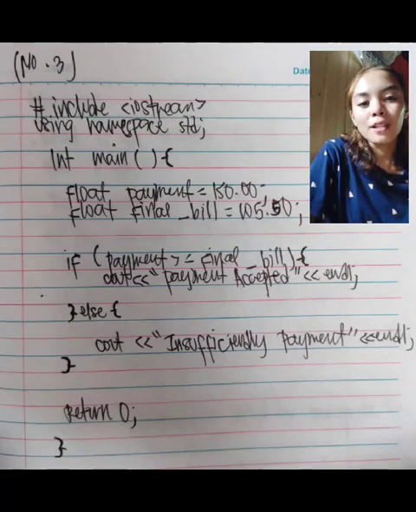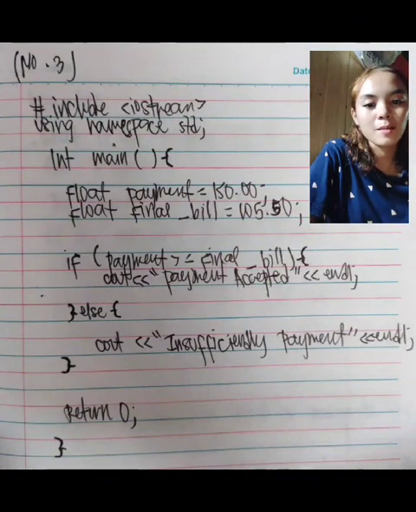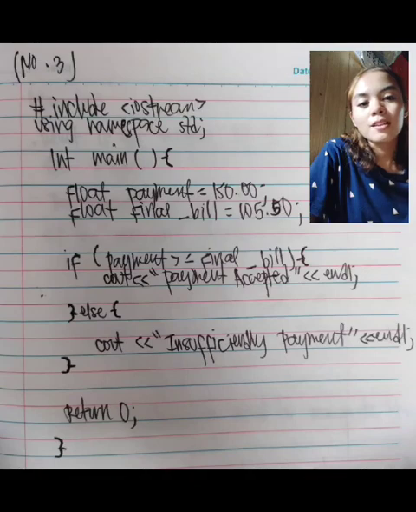If payment is greater than or equal to final bill, cout payment accepted, endl. The if checks whether payment is greater than or equal to the bill. The comparison operator compares two values. If true, it shows payment accepted. Else, open braces, cout insufficient payment, endl, close braces.